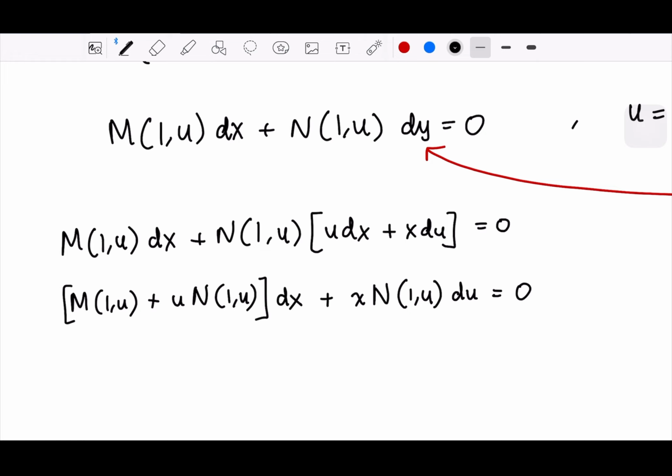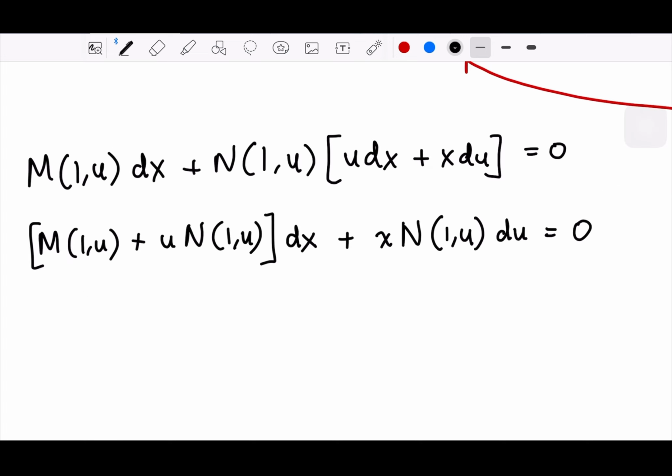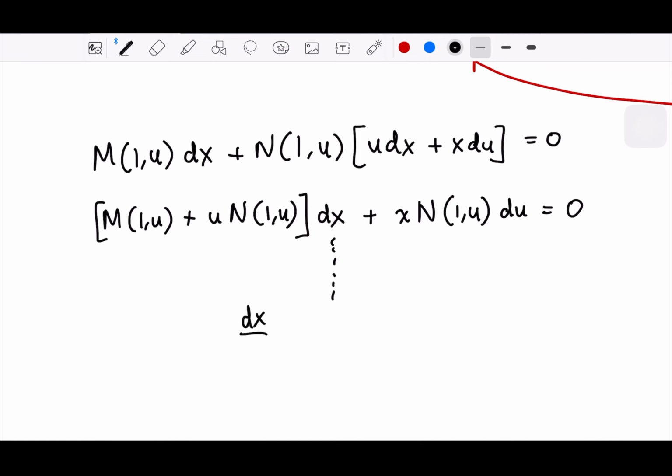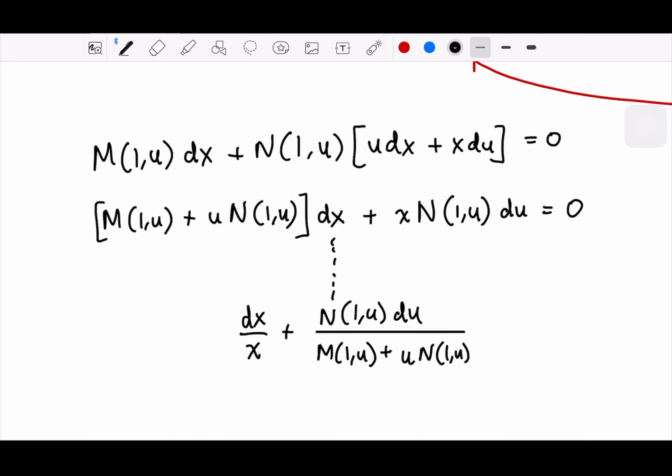Well, you can solve, or maybe you can rewrite this and divide all by x and then move here. We'll just show you what it will be. The structure becomes dx over x plus N(1,u) du over M(1,u) plus u N(1,u), and it's equal to 0. So it's separable.